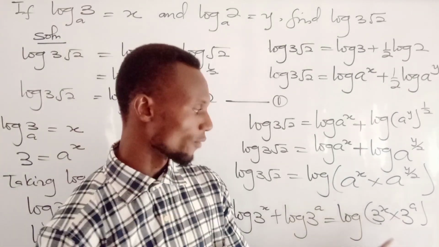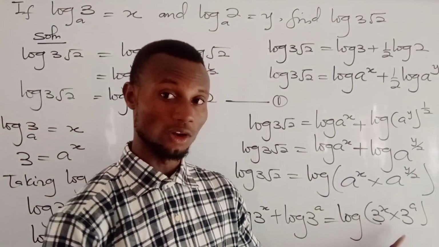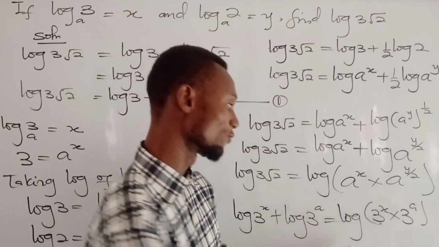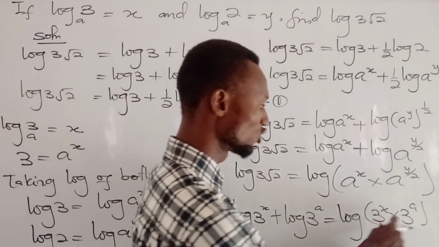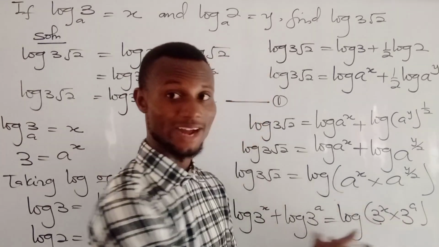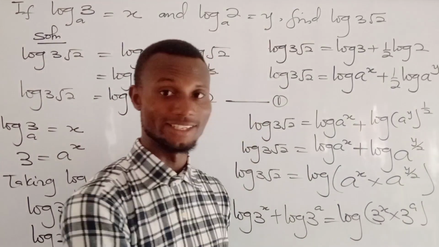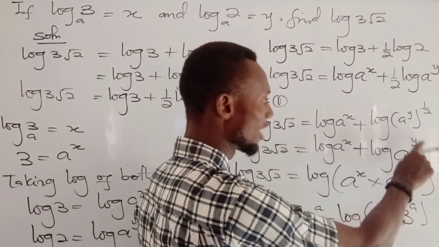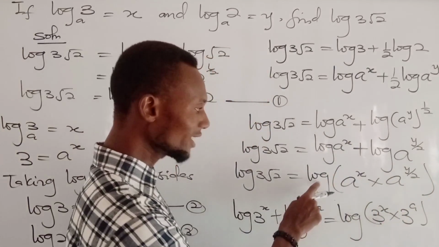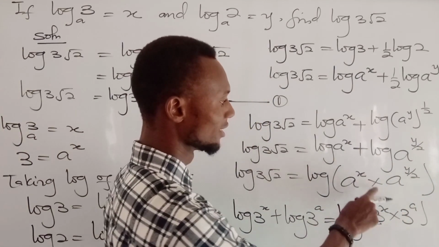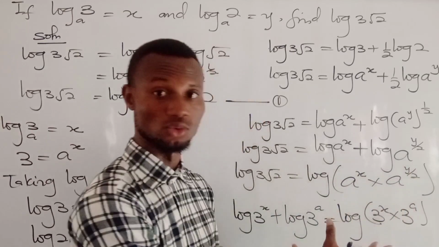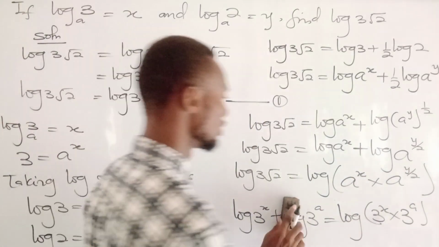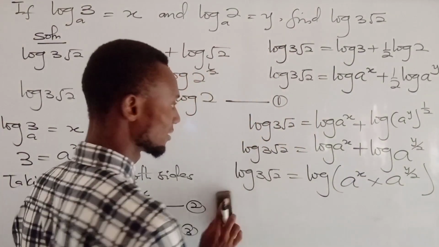Going forward, we can apply the indices law, which says that if the bases are the same, we add the powers. So to simplify this further, I'm going to apply the indices law after I've written it like this. That's how, having log a to the power s plus log a to the power y over 2, I wrote it as the log of a to the power s times a to the power y over 2. So that's the logarithm law that we applied. Let me clean this so that we can go ahead and simplify further.